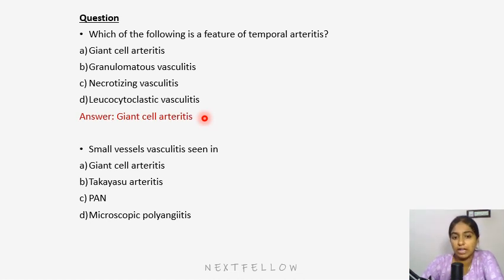Small vessel vasculitis is seen in, so both giant cell arteritis and Takayasu arteritis are large vessel vasculitis, and PAN is a medium sized vessel vasculitis. So the answer is microscopic polyangiitis.